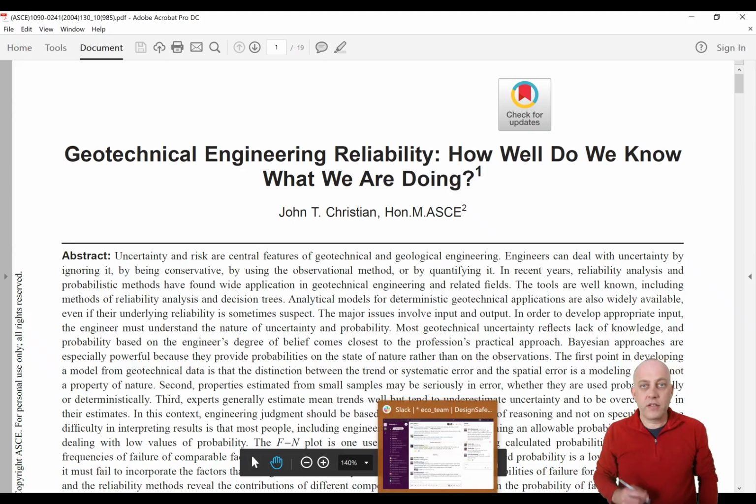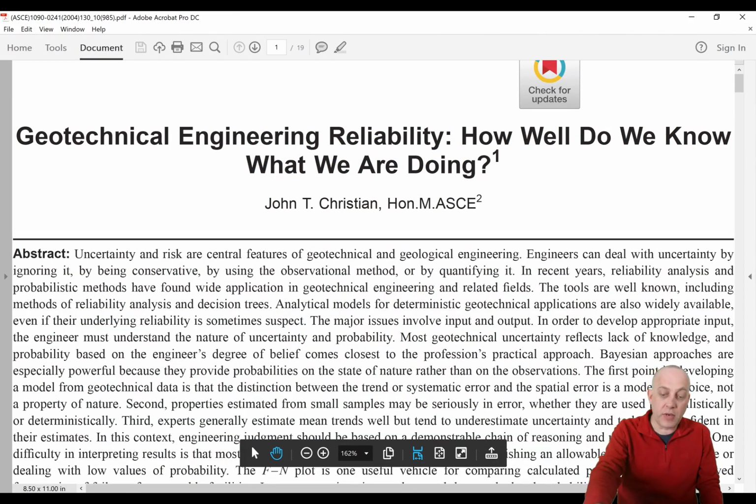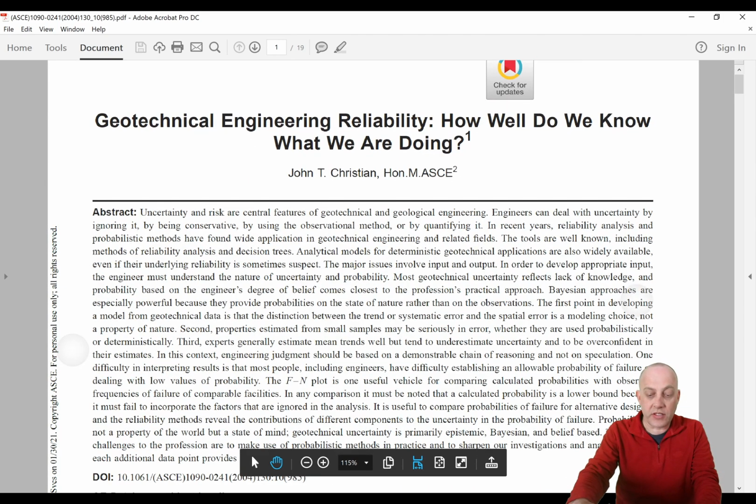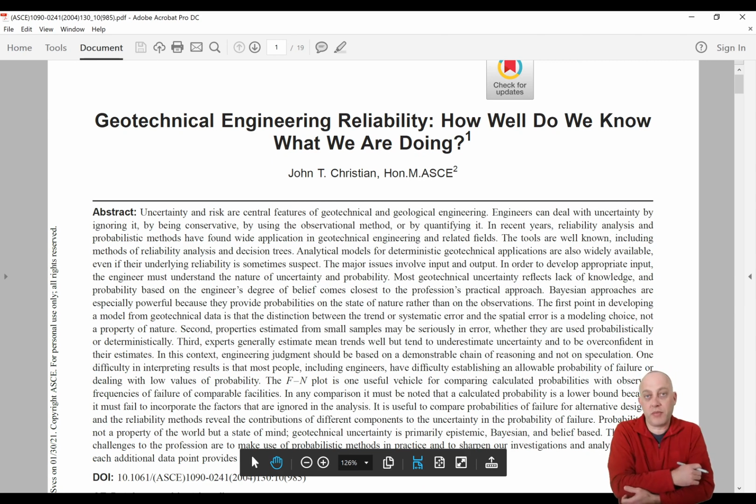Okay, this lecture is going to cover reliability analysis. And basically, reliability analysis answers the question, how well do we know what we are doing? This is the Terzaghi lecture that was given by John Christian back in 2004. That's exactly what he titled his paper, Geotechnical Engineering Reliability: How Well Do We Know What We Are Doing? This paper is a really good introduction to reliability analysis.